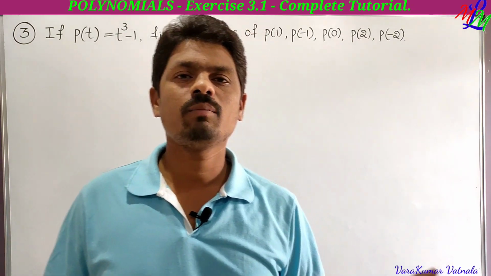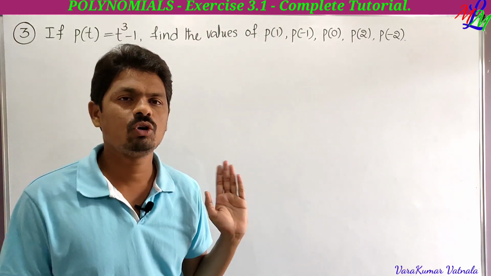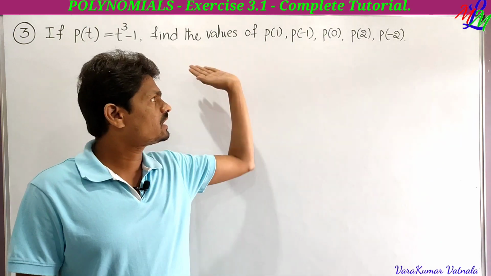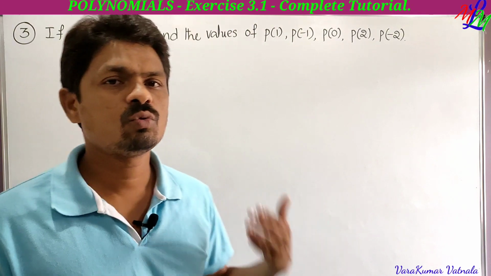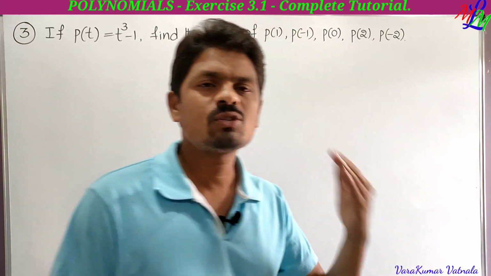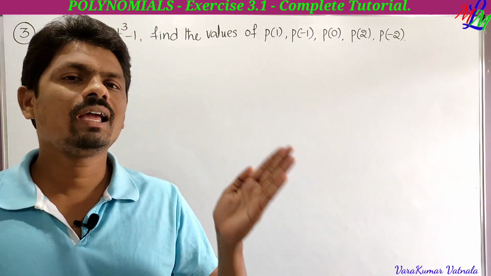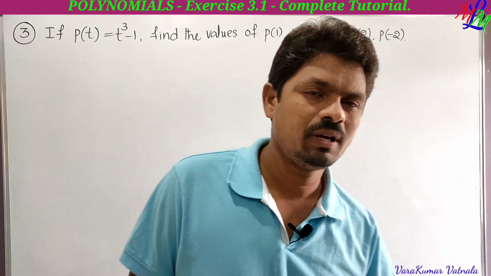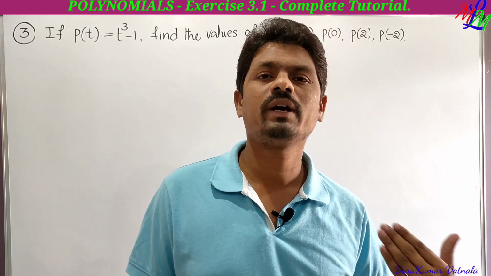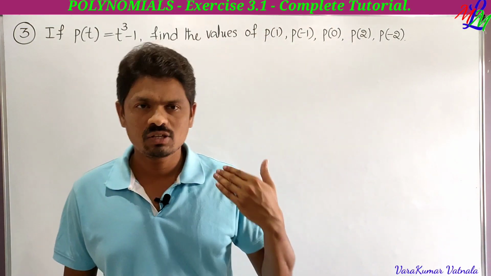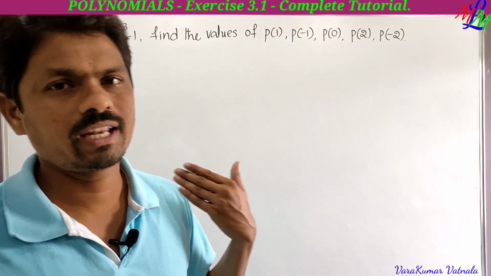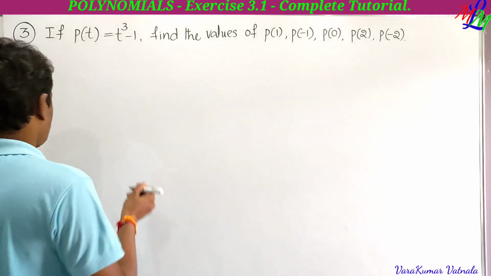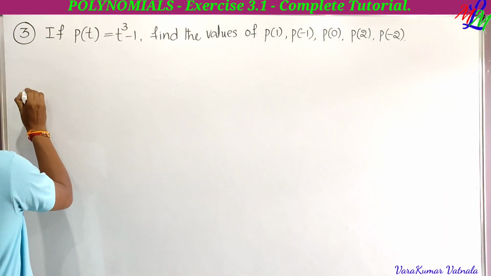So he has given a polynomial p of t is equal to t cube minus 1. He is asking us to find the values of p of 1, minus 1, p of 2, minus 2 and 0. So just we have to substitute in the polynomial p of t is equal to t cube minus 1, by t is equal to 1, 2, minus 1, minus 2 and 0, we can get the values. So see here, how can we find?